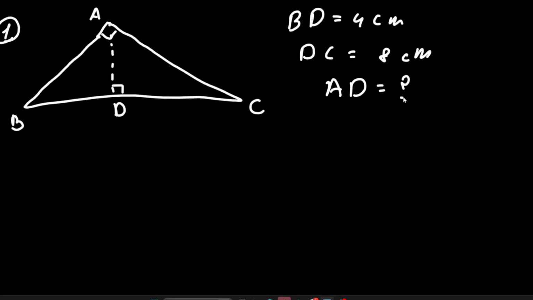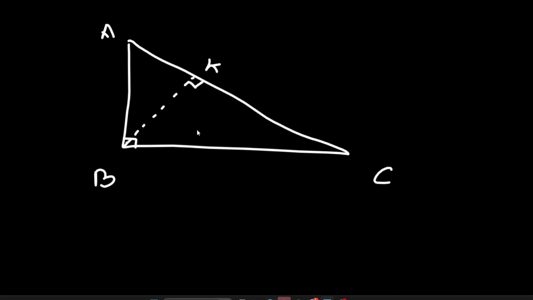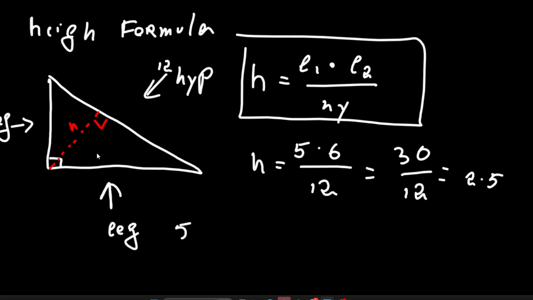Alright, so what do we do here? AD, okay. If we know that BD is 4 centimeters and DC is 8 centimeters, I guess we can try getting the hypotenuse to then calculate hypotenuse minus a leg. Alright, so here's that formula I told you about, but I forgot it. Remember this? Yeah, so for the height we do have 2 formulas. This one was the first: height equals the first leg times the second leg over the hypotenuse.